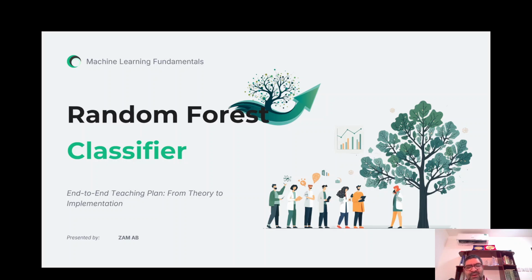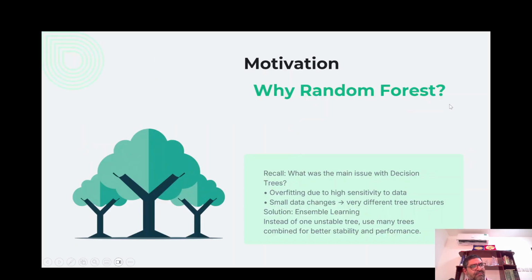Let me just go there. What is the motivation behind using the random forest classifier? There were certain issues mainly in decision trees. So what were those issues? For example, overfitting due to high sensitivity to the data. That was a problem which we had addressed as well.